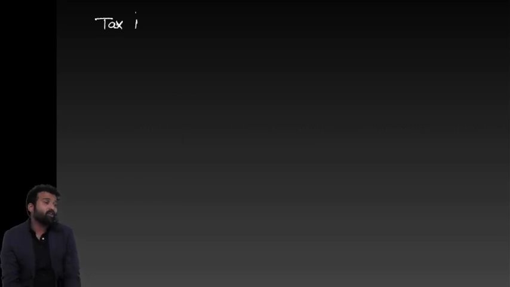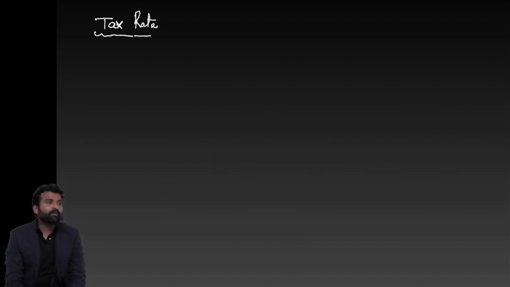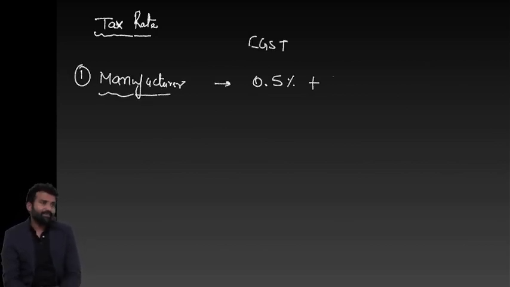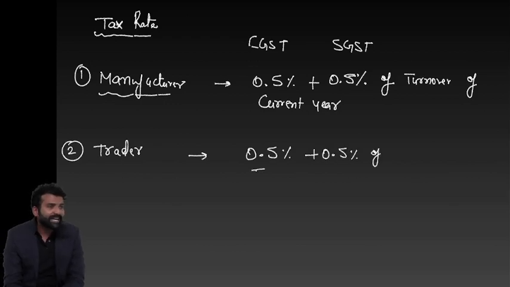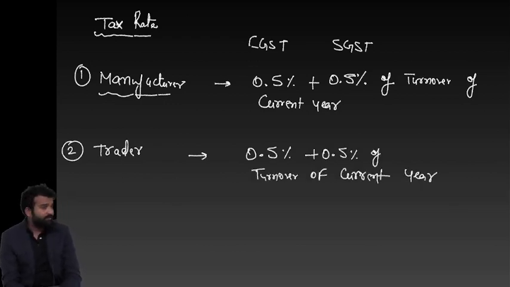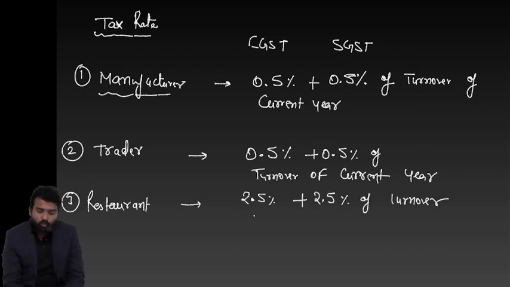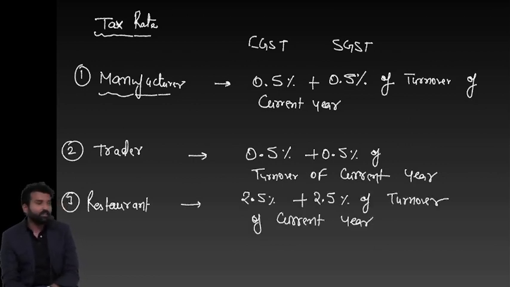Sir, you were talking about the lower tax rate. You are talking about that the tax rate on the composition is less. So what are the tax rates applicable? These are the recent tax rates. So remember everyone, for manufacturer, the rate of tax of CGST, SGST is 0.5 plus 0.5% of the turnover. For trader, the rate of tax is again 0.5 plus 0.5% of the turnover. And for restaurant, the rate of tax is 2.5 plus 2.5% of the turnover.